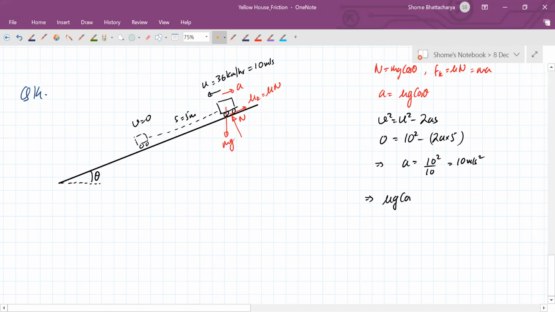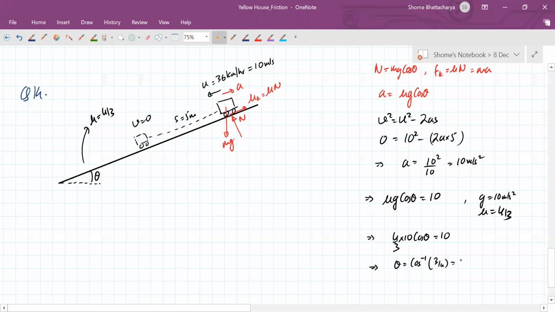So we want mu g cos theta to be equal to 10, where g is 10 and mu is, how much is it now? 4/3. Okay, the coefficient of friction is given as 4/3. So we'll take it as the coefficient of kinetic friction only. Understood now? So 4/3 into 10 cos theta should be equal to 10. So theta should become cos inverse of 3/4, or cos inverse 0.75.